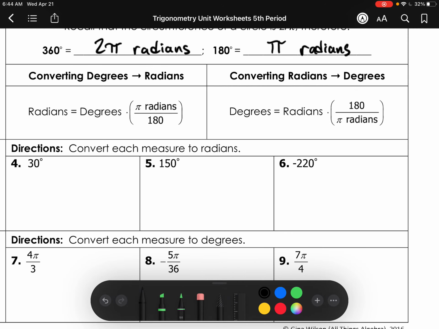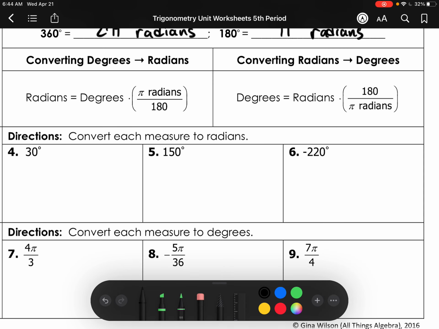All right, so now we're going to practice converting from degrees to radians and from radians to degrees. Okay, so if you have a degree measure, you're going to use this formula right here. Radians equals the degrees times pi radians over 180.